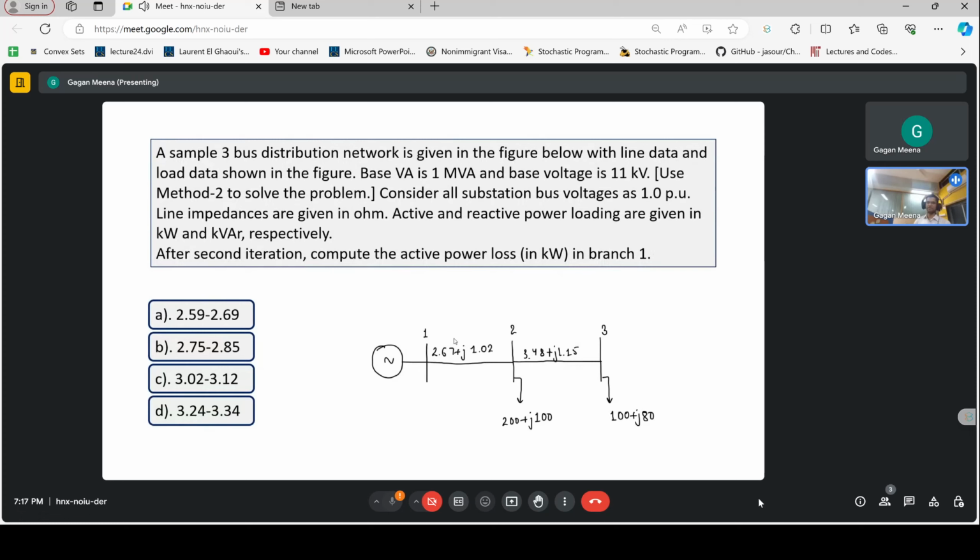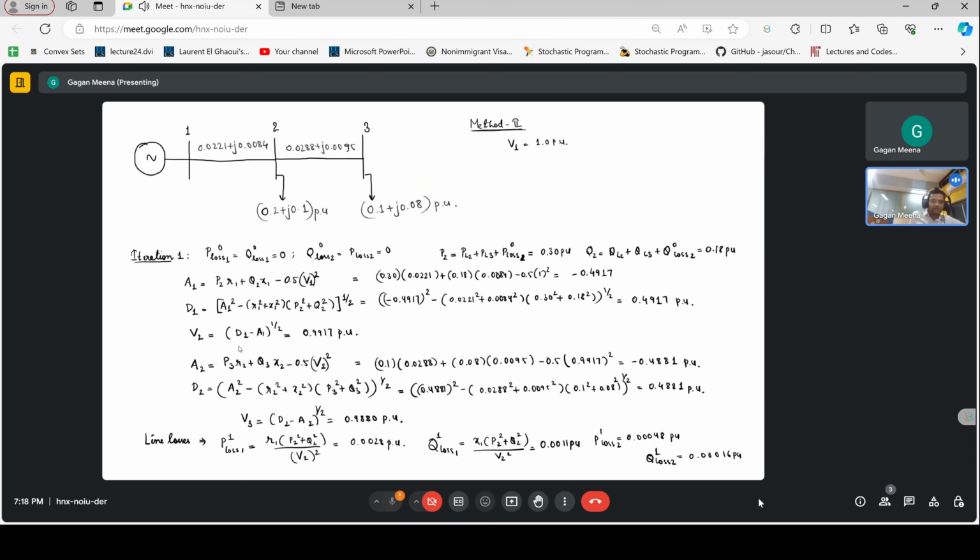Take a root. Because if A is negative, D is always positive. Similarly, you can also calculate A2. So P3 R2. And P3 is the same as PL3, so there is no line beyond that. Same as PL3. So both V2 and V3 are known.